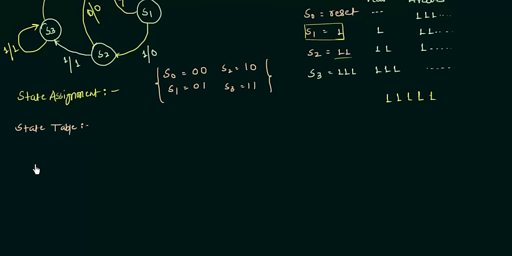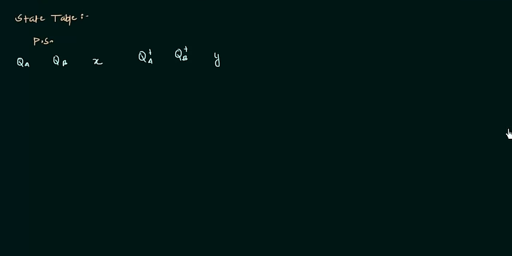The first column will be having the present states, and let's say the present state is given by QA and QB. Then we will have the input, that is X, and then we have the next state QA plus, QB plus, and finally the output Y. So let's try to find out this state table using the state diagram that we have just developed.